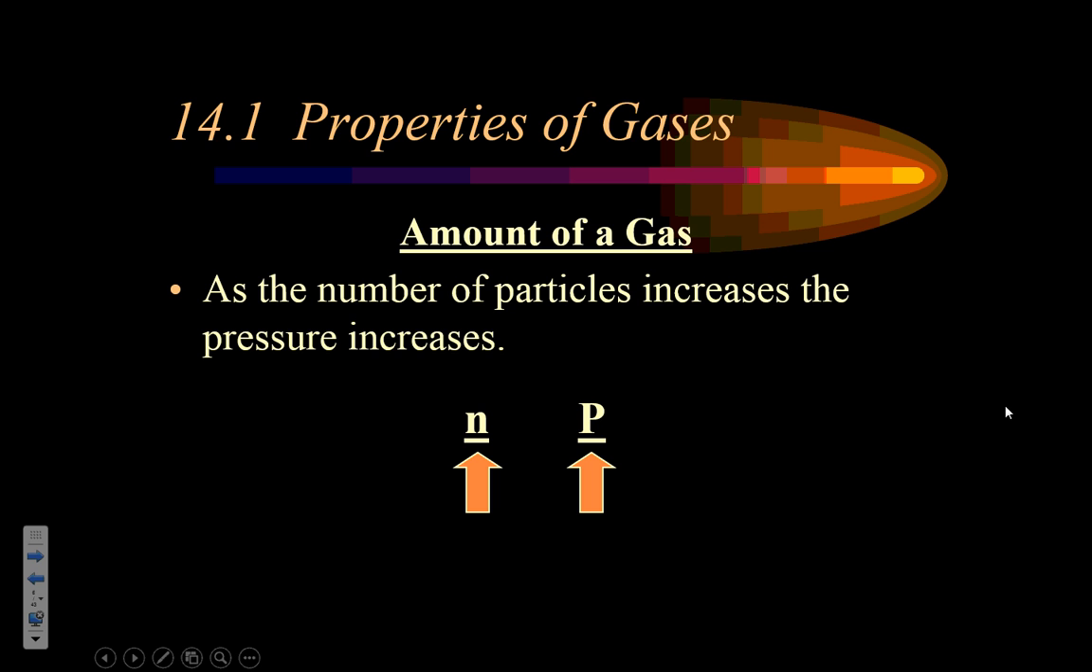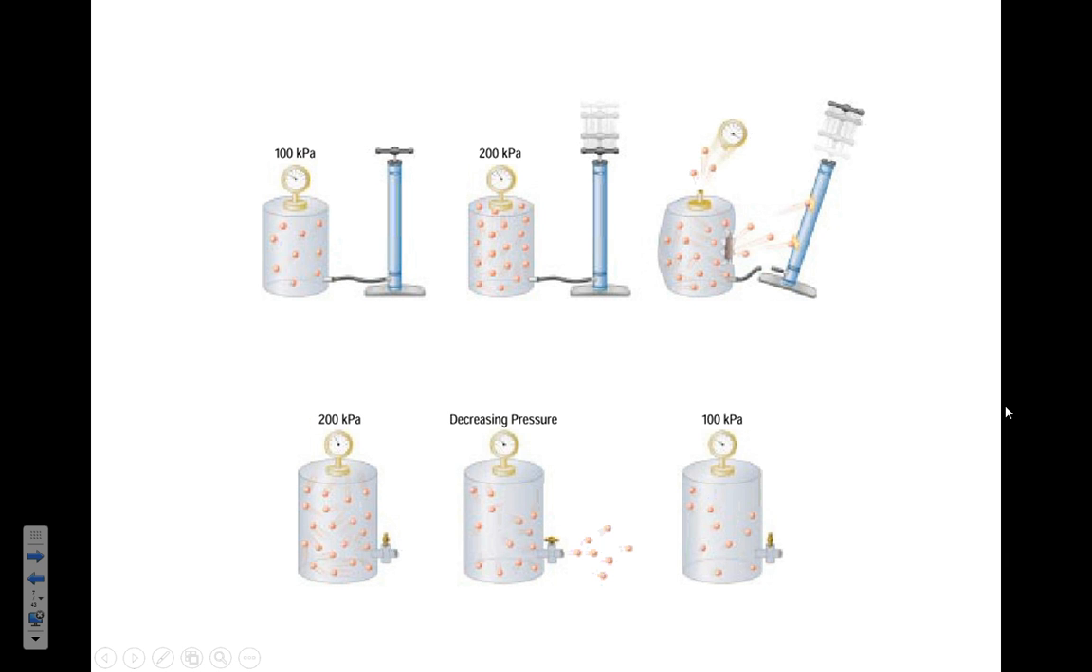And consequently, if we look at the flip side, as N goes down, that would also mean P should be going down. So as we create a vacuum and we're removing gas particles, the pressure is getting lower and lower and lower and lower. So the number of moles and the pressure of a gas at constant temperature and volume are directly proportional to each other. As one goes up, the other goes up.